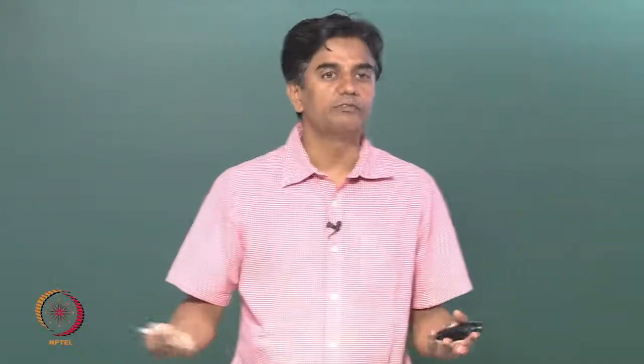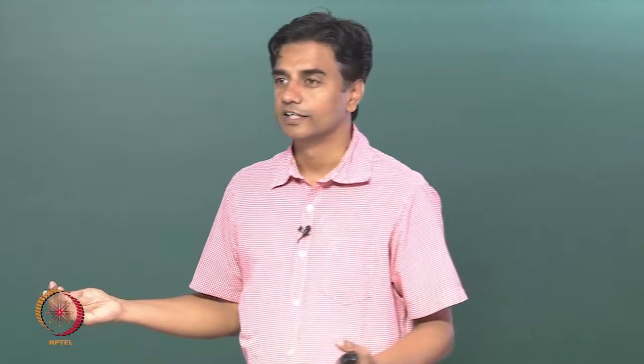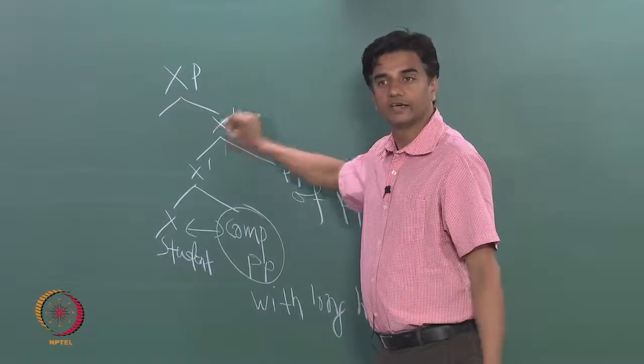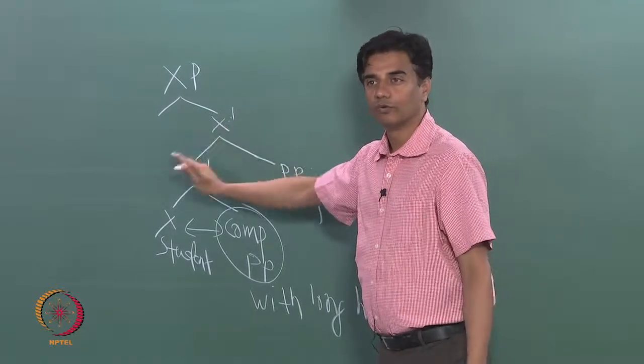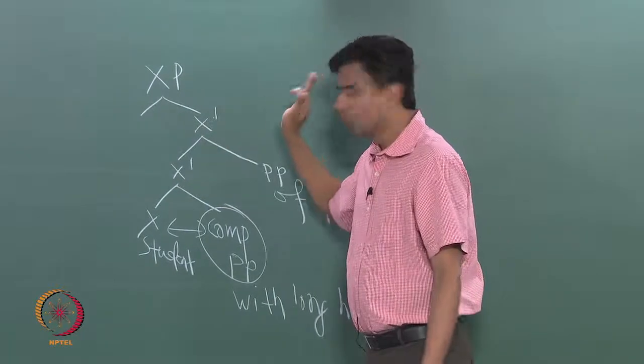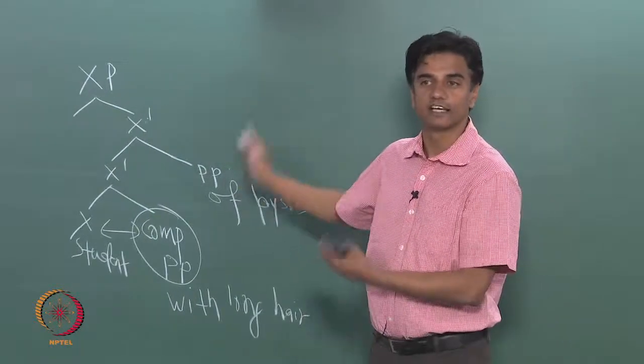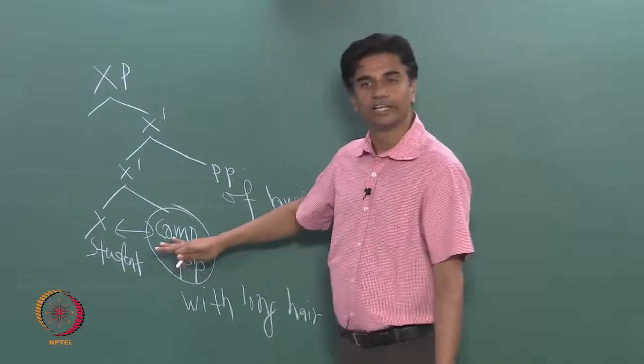As many as you want, infinite slots. We can keep adding, adjoining things, and it will give us the whole infinitely recursive, infinitely long sentence in a recursive fashion, but we can have only one complement.